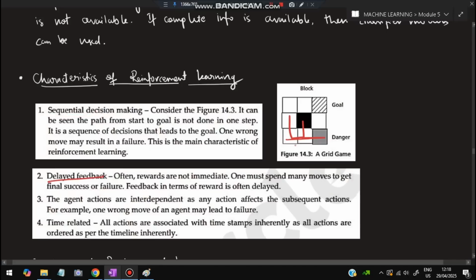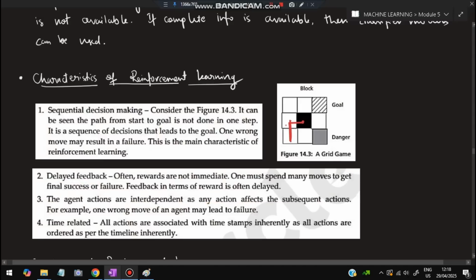Second is delayed feedback. Once we go here, we don't know how near we are to the goal unless we reach the goal, right? So at the end, we get the reward. That is called delayed feedback. And the agent's actions are interdependent, as any action affects the subsequent actions. If the robot goes here, the next time it will not go here.